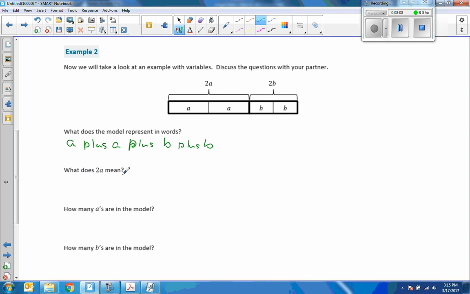What does 2A mean? Okay, it means there are 2 A's. Or 2 times A. I don't want to put a dot there because it looks like times. 2 times A. How many A's are in the model? 2. How many B's are in the model? 2.